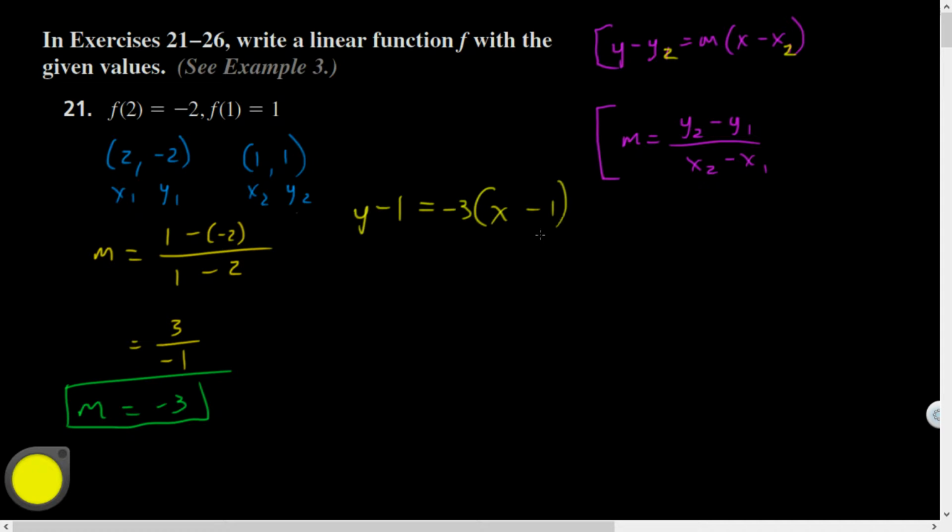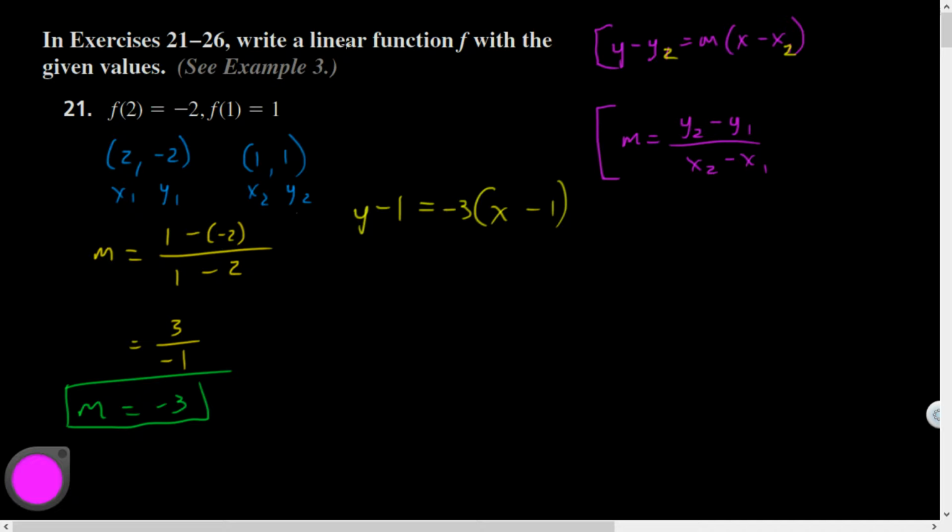And so I plug it in, but they wanted a linear function f. So they're going to want this solved for the output and written in function notation. So right now, this is the equation of a line. If I just said, find the equation of a line through these points, we would be done, right? This is perfectly good. You also could have used the other point, and you would have had a different looking equation, but it is representing the same line.